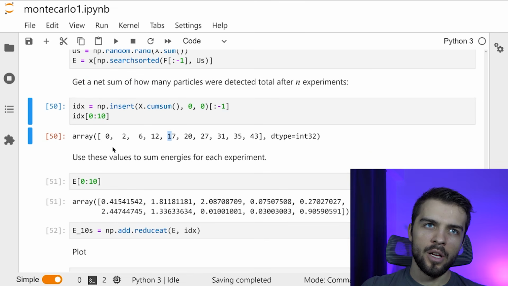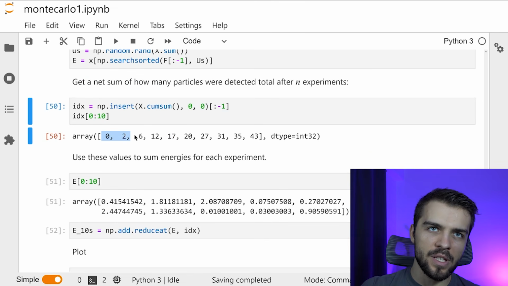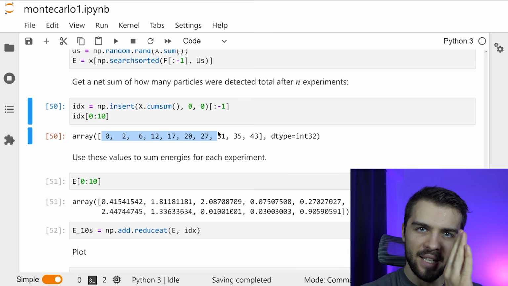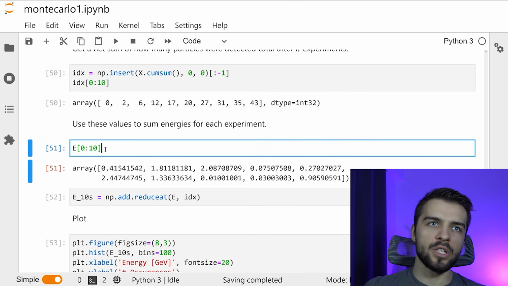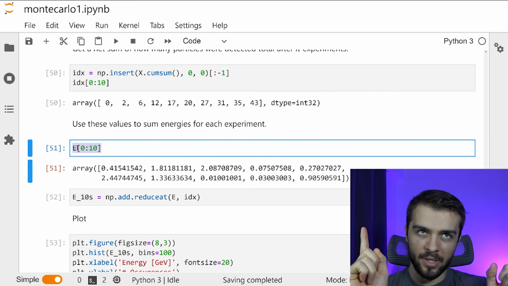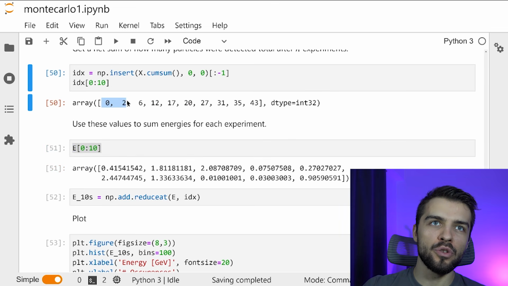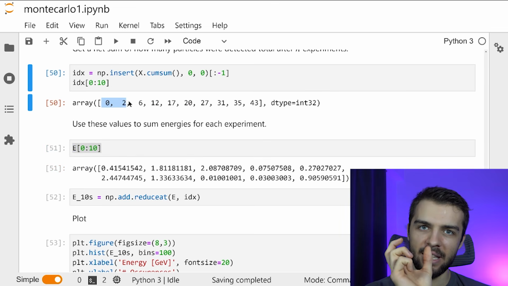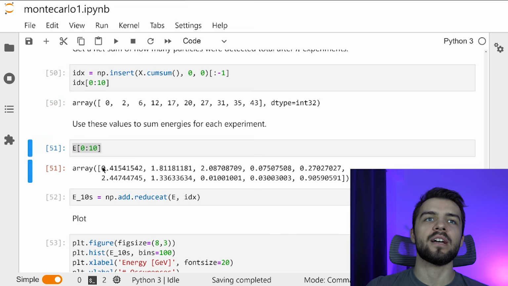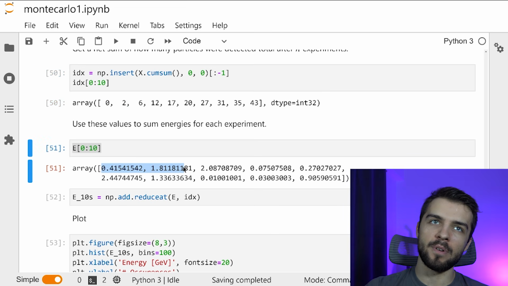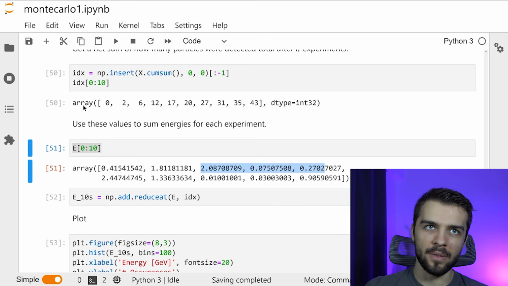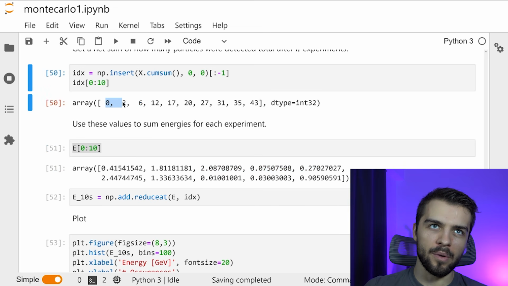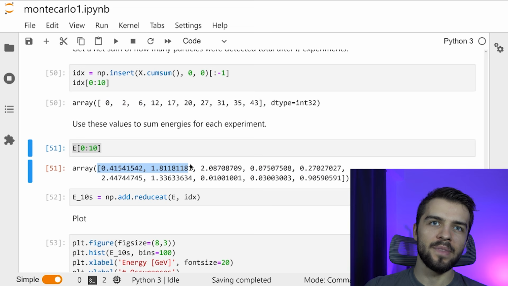So then we can actually use these values here to sum together the energies over various experiments, right? And so these are the first 10 energy random variables that I have. If I know that I have 2 particles detected after the first experiment, I would sum these 2 together, and that would be the first experiment. Well, then 6, right? I would need to sum the next 4 together. So I can use this array to say, all right, well, 0 to 2, I'm going to sum these 2 elements together.